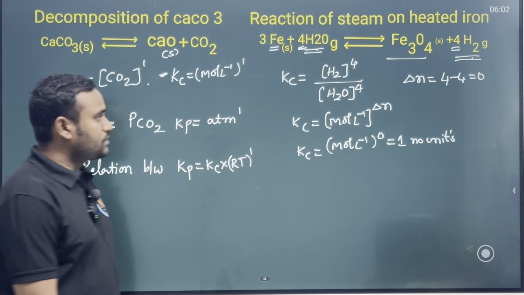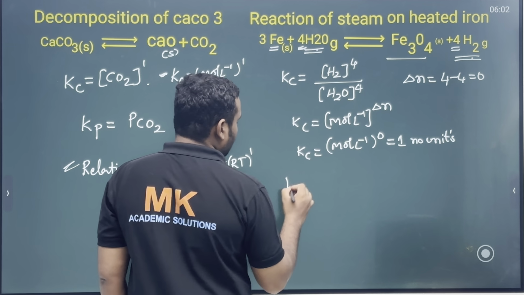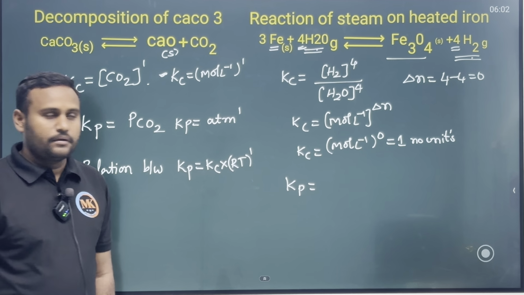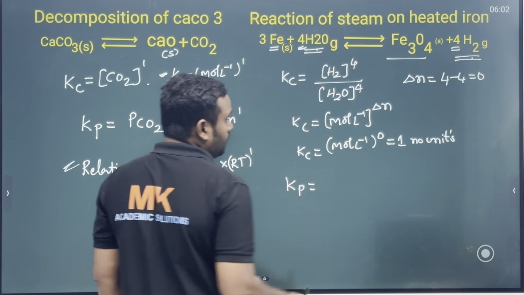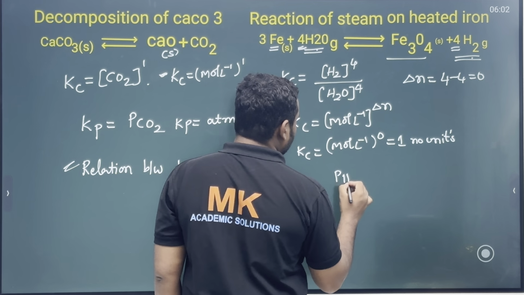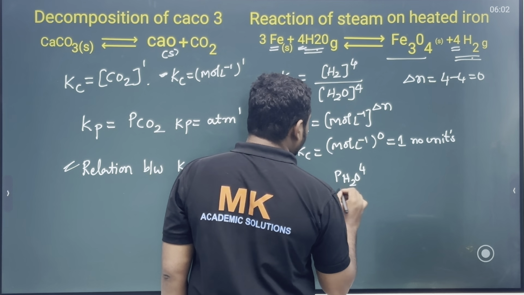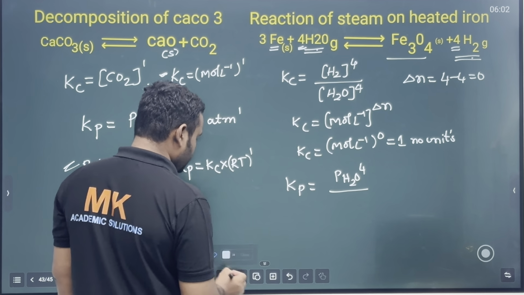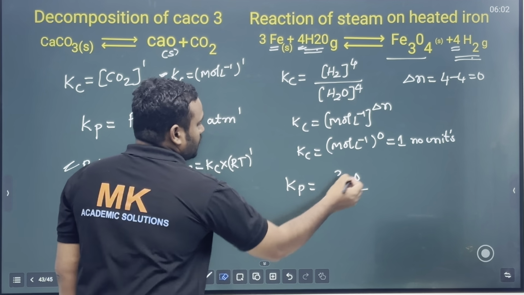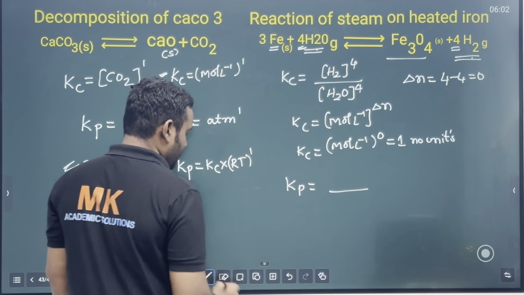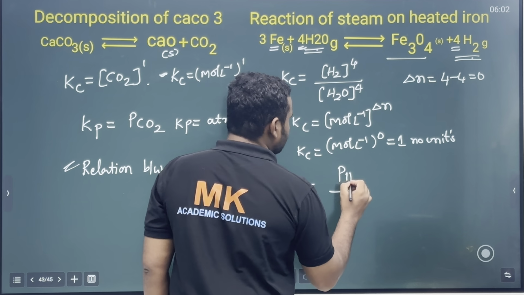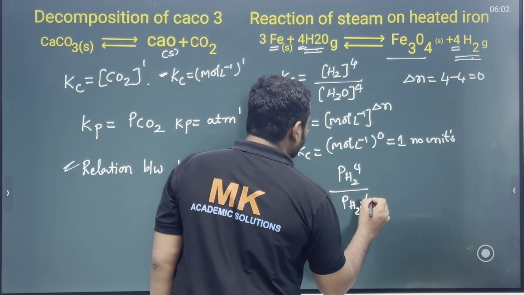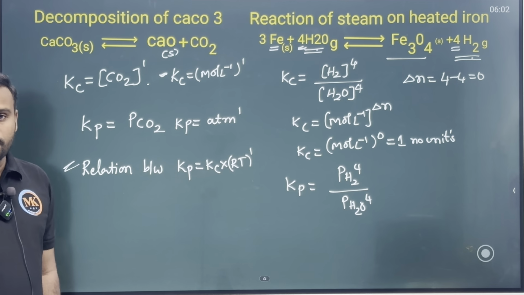Next, Kp. What is the Kp expression here? Kp is equal to the partial pressure of H2 to the power 4 by the partial pressure of H2O to the power 4. So this is the Kp expression.